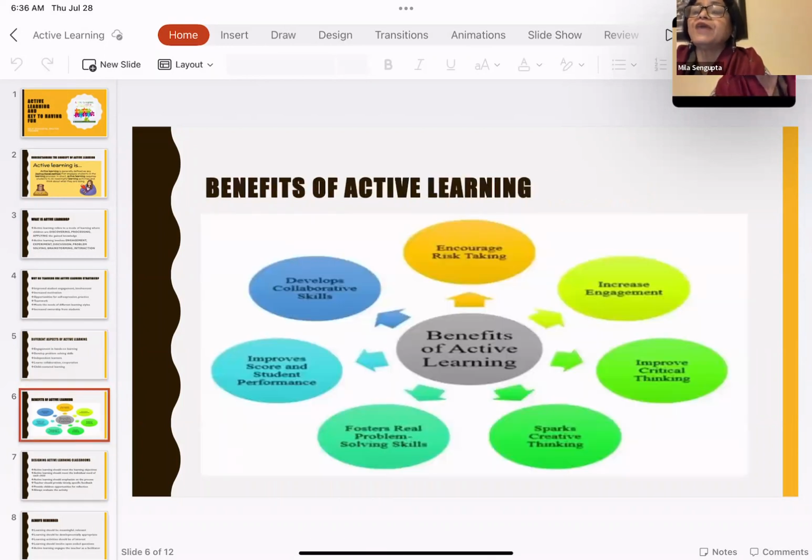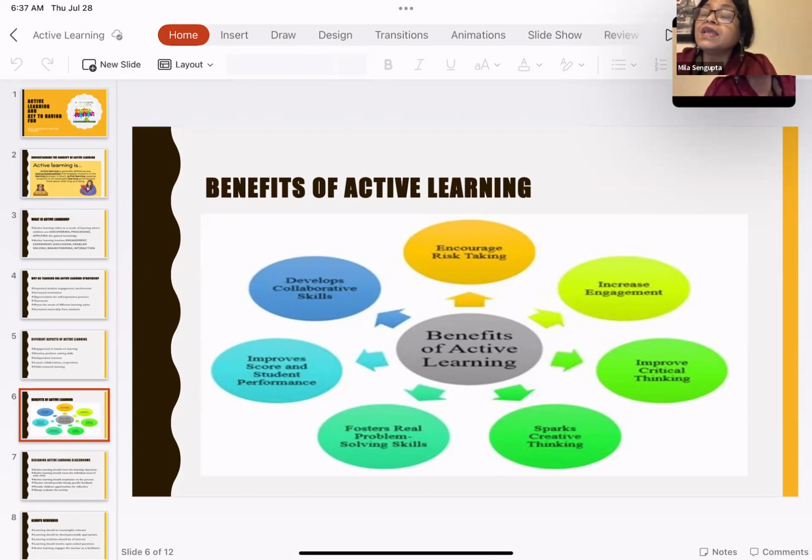So, benefits of active learning. What are some of the benefits of active learning? It encourages, or challenges, the children to take risks, which means what? Taking risk in this case is for children, even if they do not know or understand, they have the intrinsic urge coming from inside their mind to try out and take a risk to know something or do something.